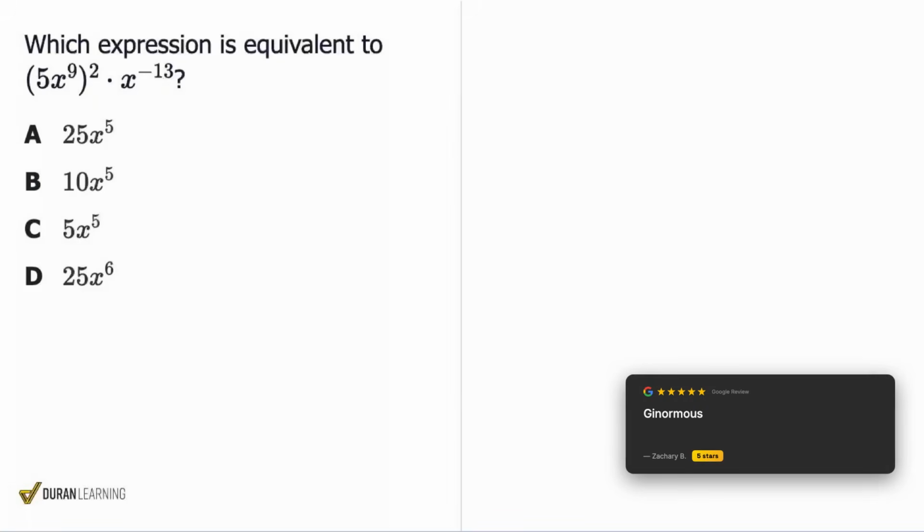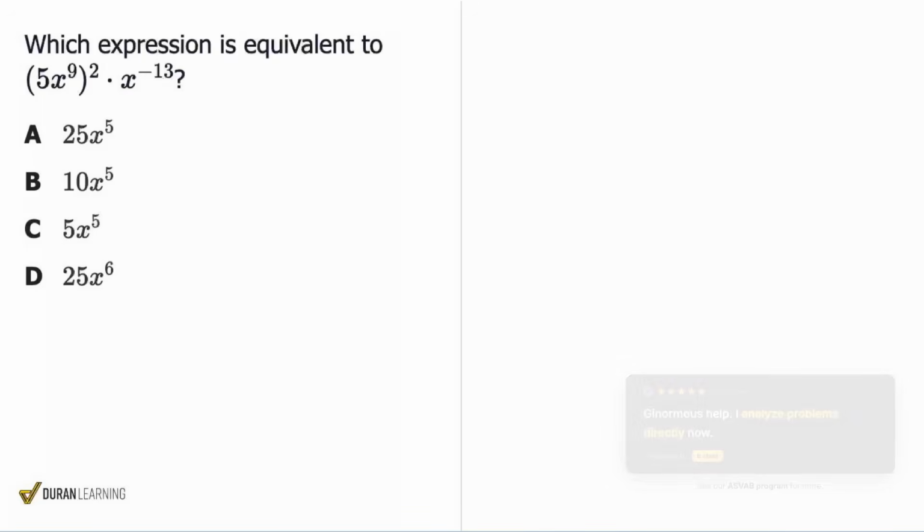Which expression is equivalent to 5x to the power of 9, all grouped squared, multiplied by x to the power of negative 13? Okay, that's a lot, right? This may be a little intimidating, but what I'm going to say here, like I have been saying through any of these problems, is that we just want to take it one law of exponents at a time. One law at a time until it becomes simple.